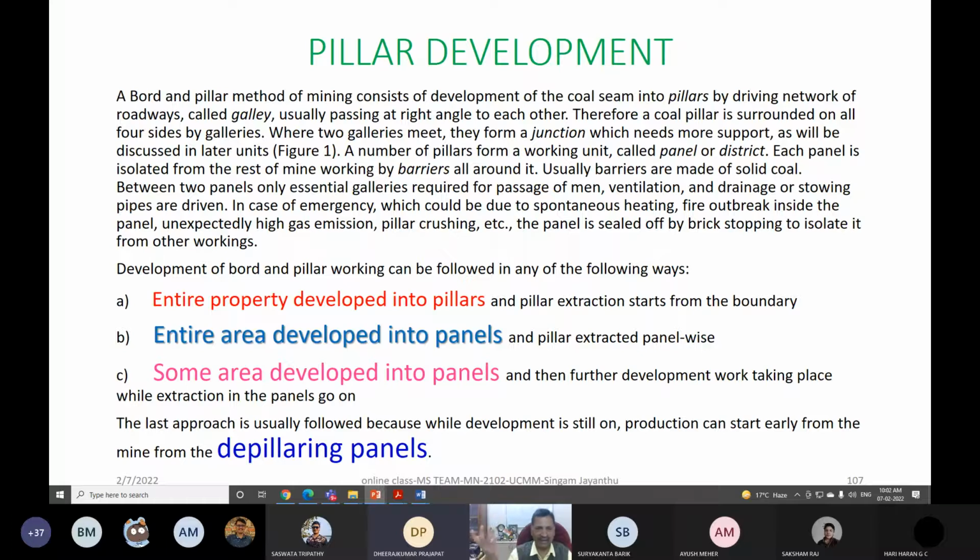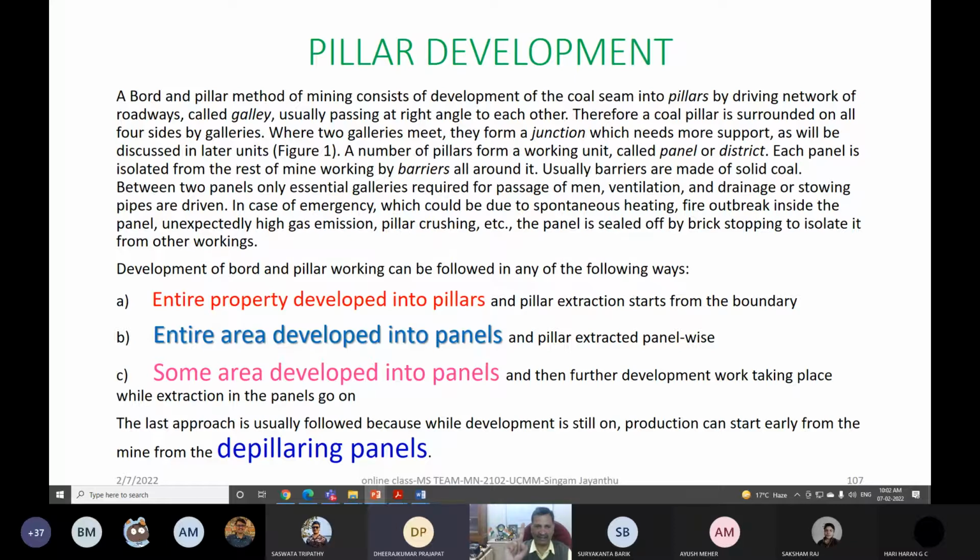Okay, and that also may happen when we are going at more depth covers. All those things we should take care of. And the panel is sealed off by brick stopping to isolate it from other workings. If there is any problem, then we should not allow any air to enter into that. That is number one, right?